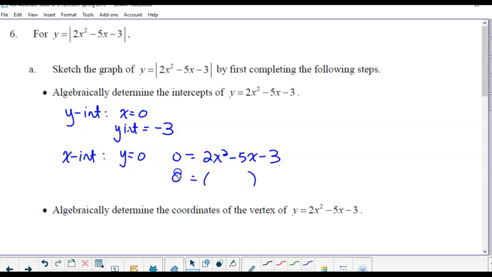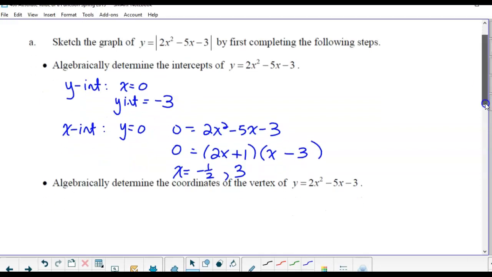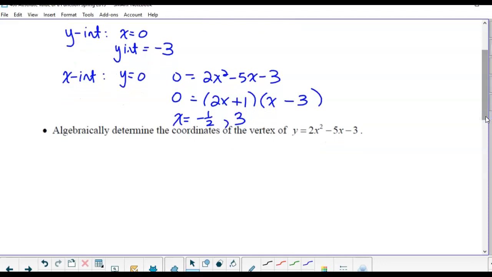And factor that. Okay, so here, two numbers that multiply to negative 6 and add to negative 5. So that's going to be negative 6 and positive 1. Okay, so then x is negative 1/2 and positive 3. Then algebraically determine the coordinates of the vertex. So you decide how you want to do that. Really, if you found the x-intercepts, then you could find the axis of symmetry. That's the x value at your vertex and substitute it in.